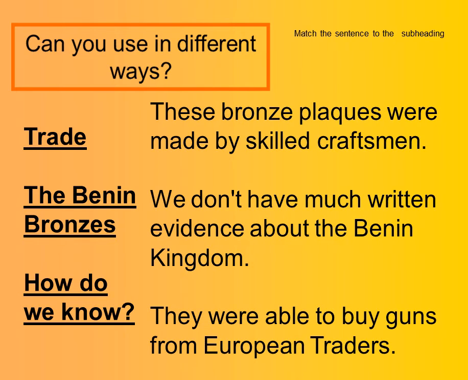Now, this one, we didn't get a chance to look at this in the live lesson this morning because we ran out of time. But here I've given you 3 random subheadings: trade, the Benin bronzes, how do we know? And then 3 sentences that we can mix and match to work out which subheading they would match perfectly. So the sentences are, these bronze plaques were made by skilled craftsmen. We don't have much written evidence about the Benin Kingdom. They were able to buy guns from European traders. So your job in this session is to try to work out which subheading suits which fact. Pause the video if you want to have a go at doing that.